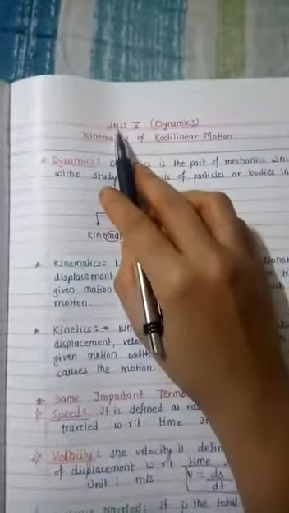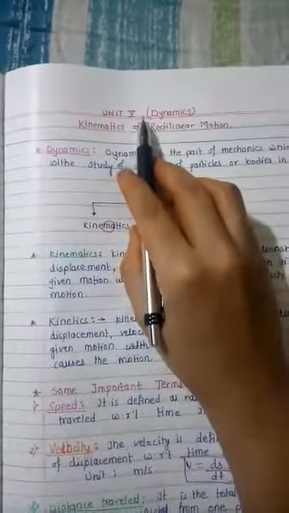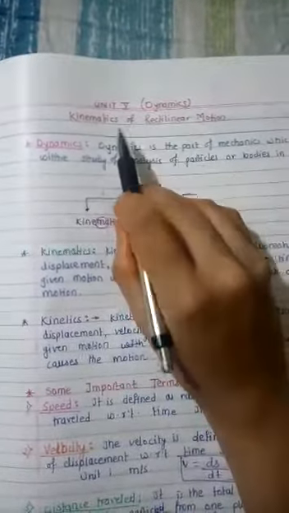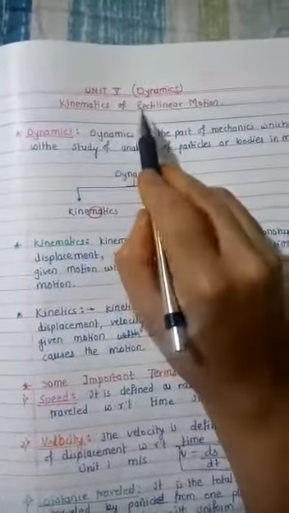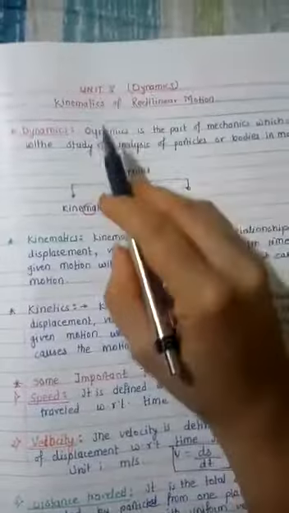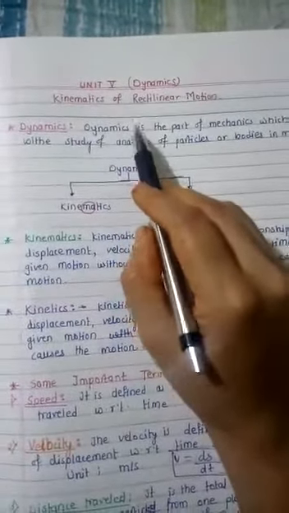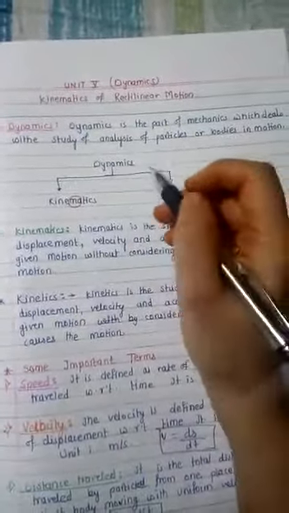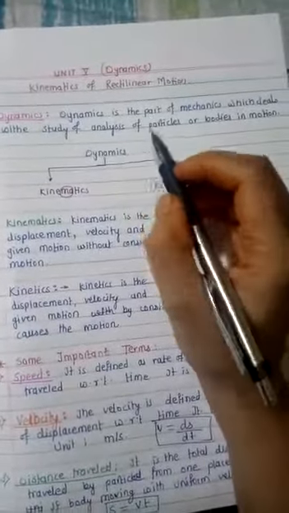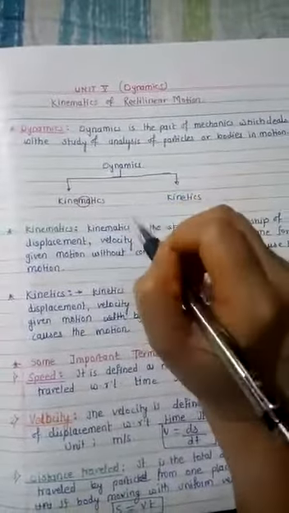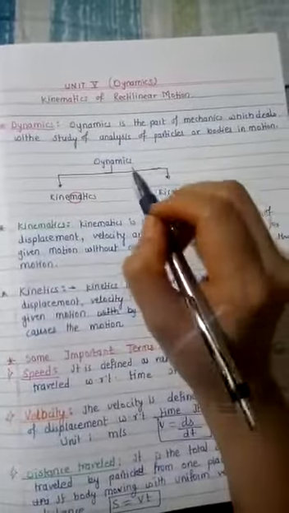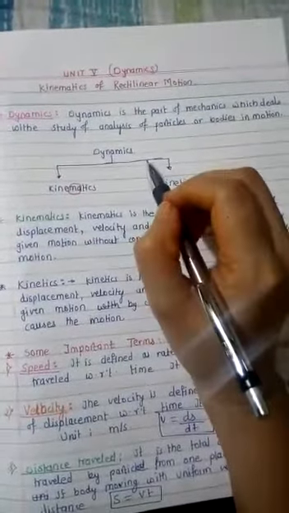Let us start unit 5, that is of dynamics. The unit is kinematics of rectilinear motion. So first of all we must know what is dynamics. Dynamics is the branch of mechanics which deals with the study and analysis of particles or bodies when they are in motion.